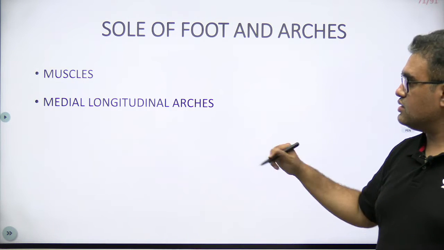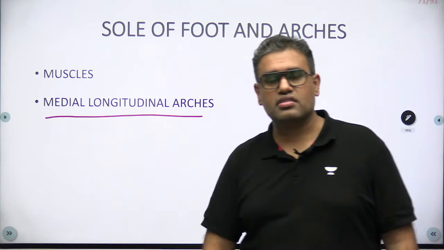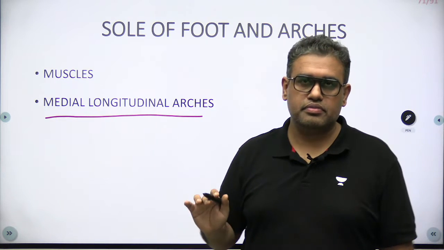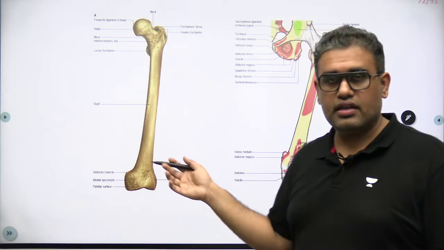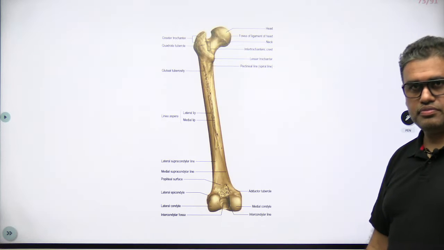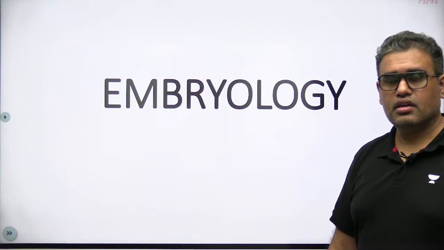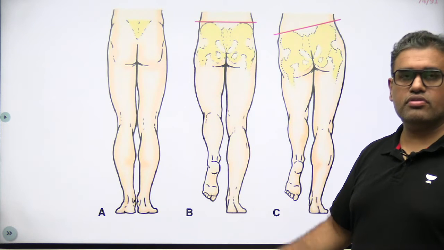Sole of foot and arches. Arches, at least this arch should be crystal clear. Medial longitudinal arch should be crystal clear. That is my point. Let us see some images. There is a bone over here. Femur, Trendelenburg's over here. Right? Not many images, but yeah, few.